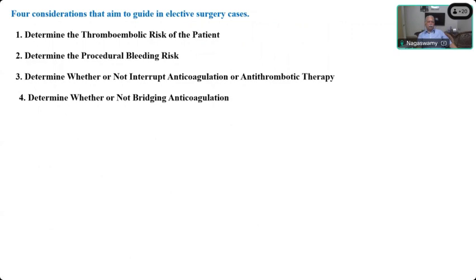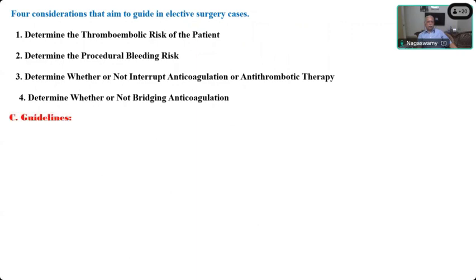Bridging means stopping a long-acting drug and introducing a short-acting anticoagulant, which can be reversed easily. So that is what is called bridging. You don't use a drug which has a very long duration of action. Instead, you stop the drug, but at the same time prevent thrombus formation by introducing a short-acting drug which has an antidote. In case of severe bleeding, you can always correct that bleeding by giving the antidote of the drug.